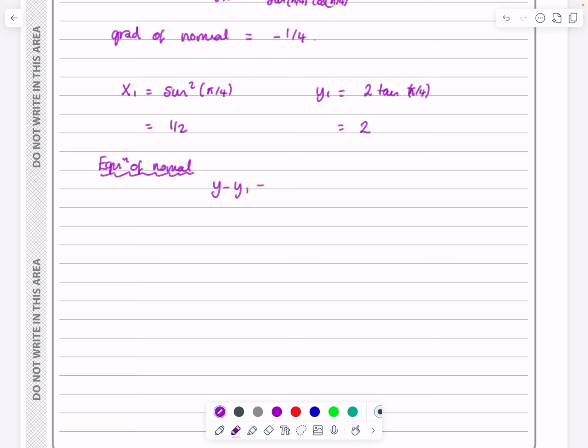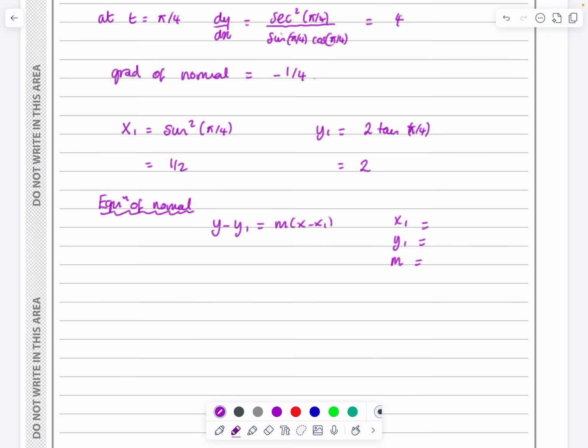Y minus y1 is m(x minus x1), and what I always tend to do is to write x1, y1, and m here. First of all, I'm less likely to make a mistake, and also, as I'm going through, it just means I check things like making sure that it is the gradient of the normal rather than the tangent, etc. So in this case, x1 is equal to 1/2, y1 is equal to 2, and m was equal to minus 1 over 4. At that point there, I might have not realised and done the gradient of the tangent rather than the gradient of the normal.